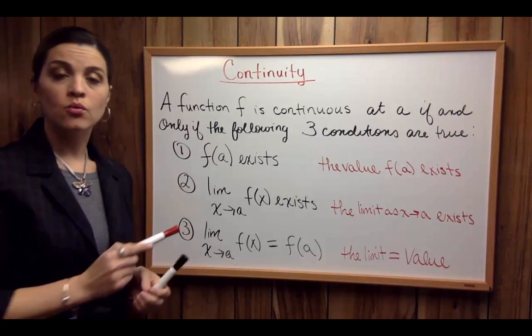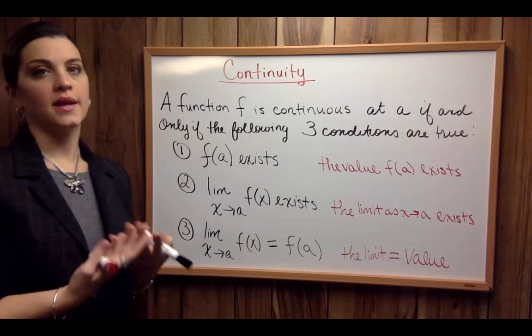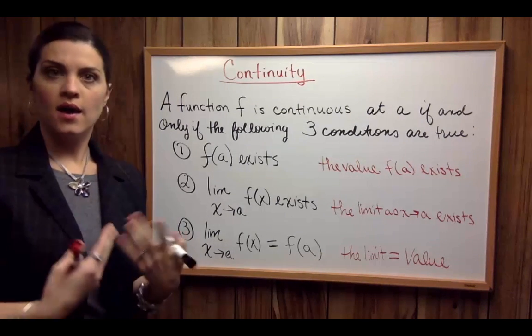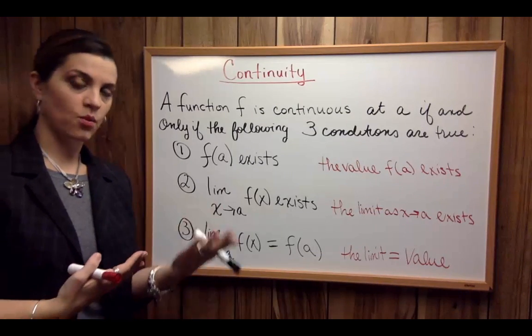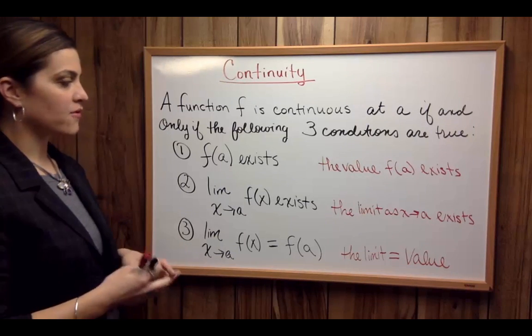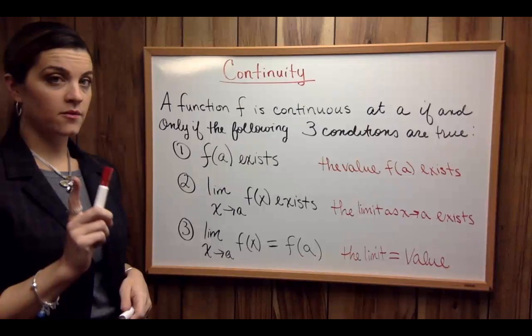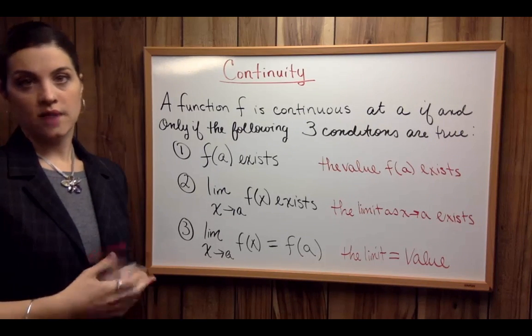These three rules of continuity will be tested every time you have a question that asks if a function is continuous at a point A, and that point value A will change each time. Sometimes it's 1 or 2 or 0, could be any number. So just be mindful that you want to test these three. Once one of them fails, then the function is not continuous at that point anymore.